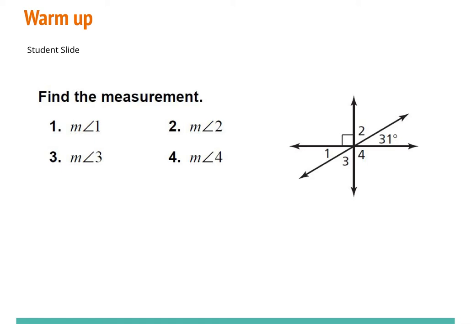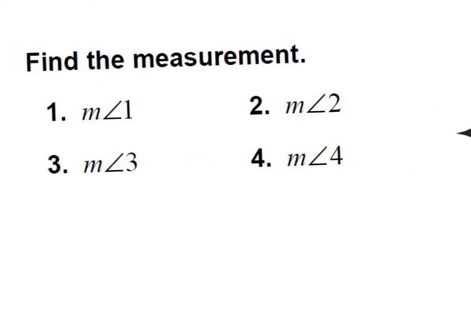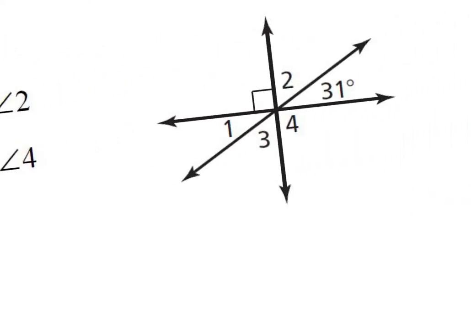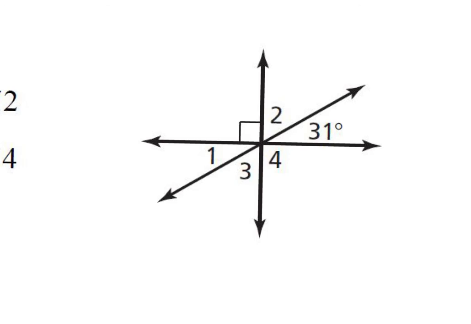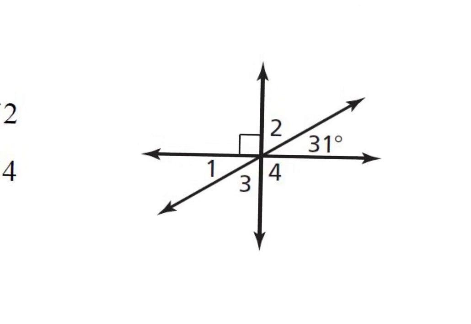Okay, so for this warm-up, this is a really good warm-up. It says find the measurement, okay? So the measure of angle 1. Using the information for this problem, angle 1 is right here. It is vertical to this angle, which is 31 degrees. So angle 1 must be 31 degrees, okay?